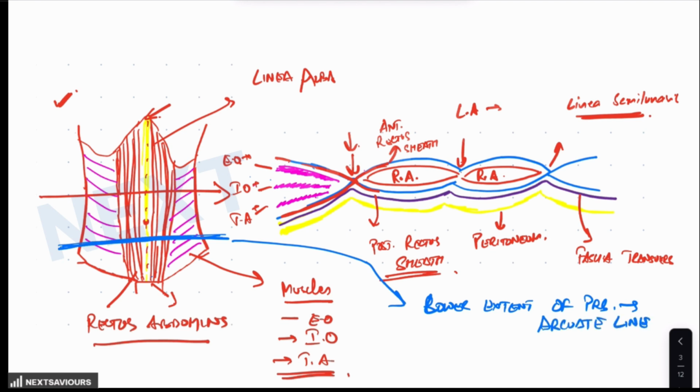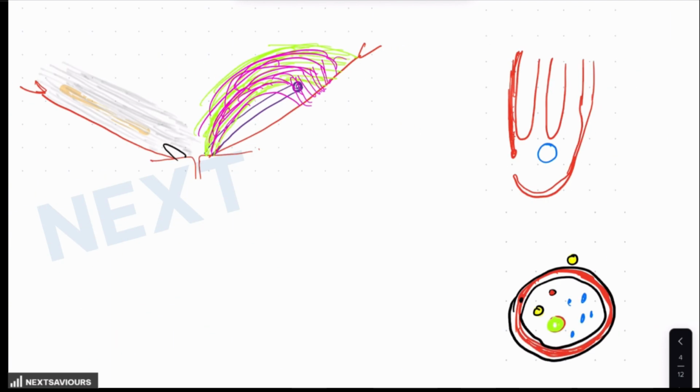So we have the posterior rectus sheath up to this point, and beyond this, there is no posterior rectus sheath. This is important because it has been asked in your examinations several times. Now, since this is clear, we will now come to the anatomy of the inguinal region.